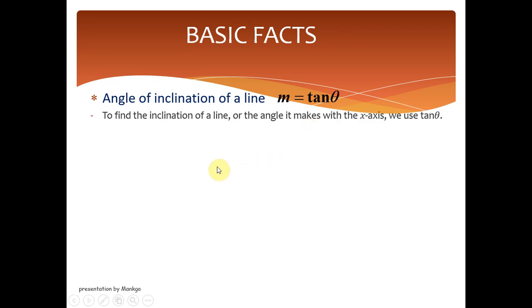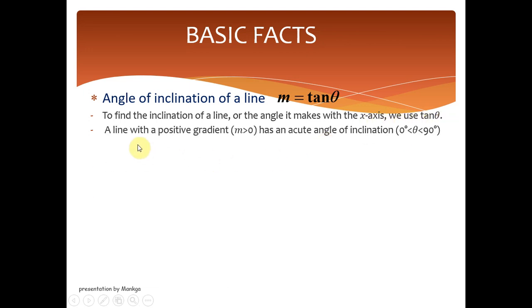To find the angle of inclination, remember that it is the angle the line makes with the x-axis. We use tan theta. I think I'll explain this one. A line with a positive gradient, m greater than 0, has an acute angle of inclination. Then theta has to lie between 0 and 90 degrees.